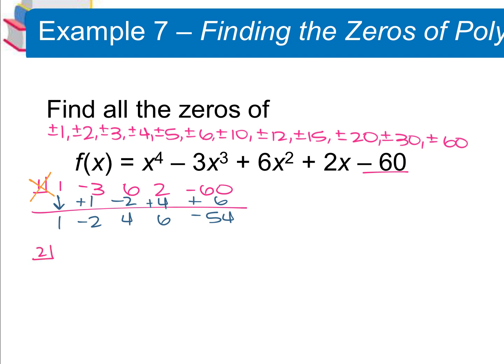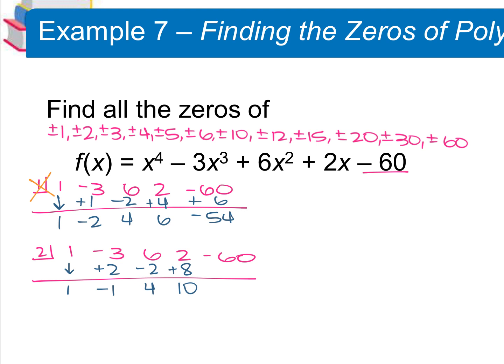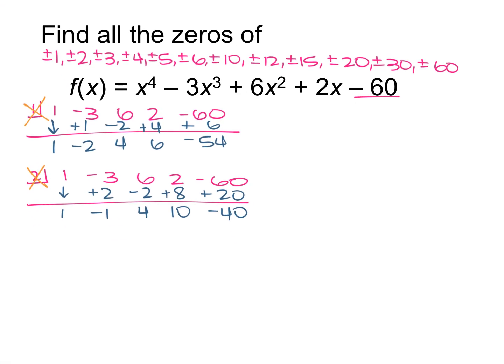If I choose 2, again, I'm going to have 1, -3, 6, 2, and -60 on the inside. The 1 I drop down times 2 is positive 2. -3 plus 2 is -1. Times 2 is -2. 6 minus 2 is 4. Times 2 gives us 8. Plus 2 is 10. Times 2 is 20. That gives us -40. It's closer, but still not 0 as a remainder. So that 2 is not an answer either.